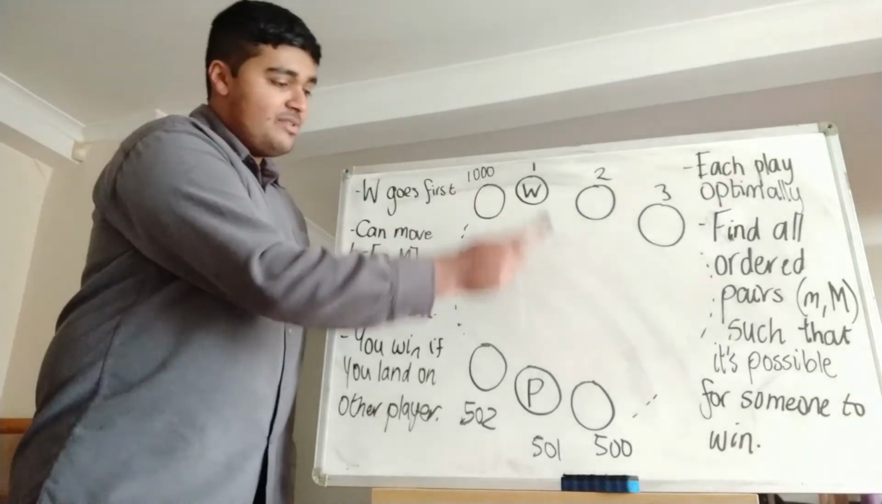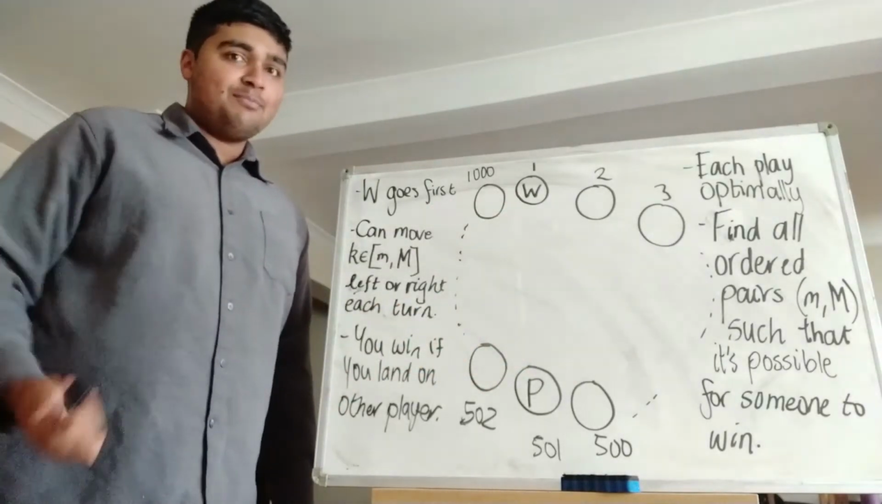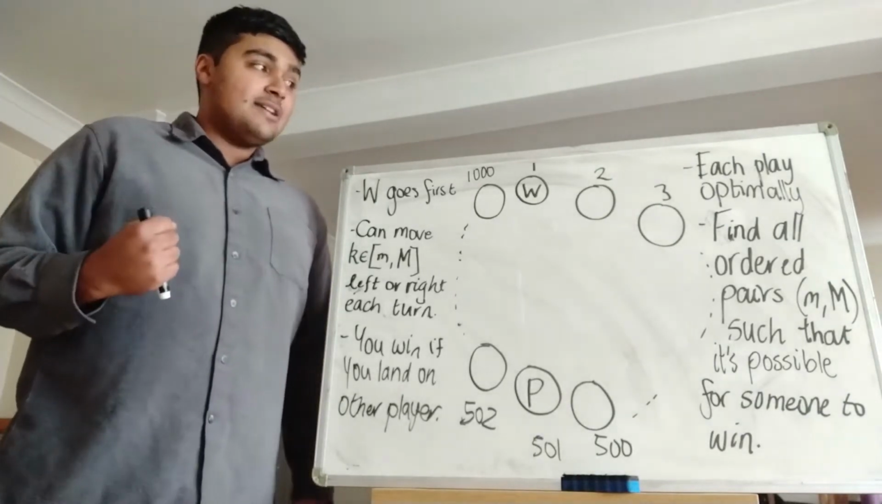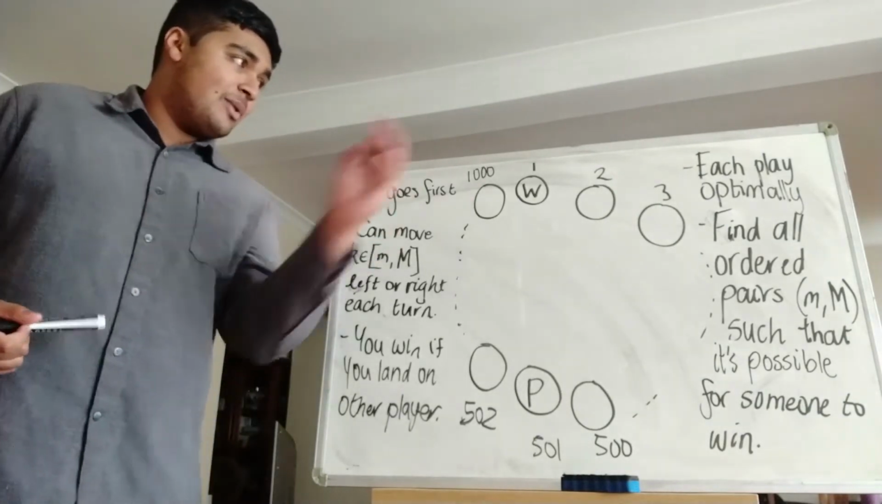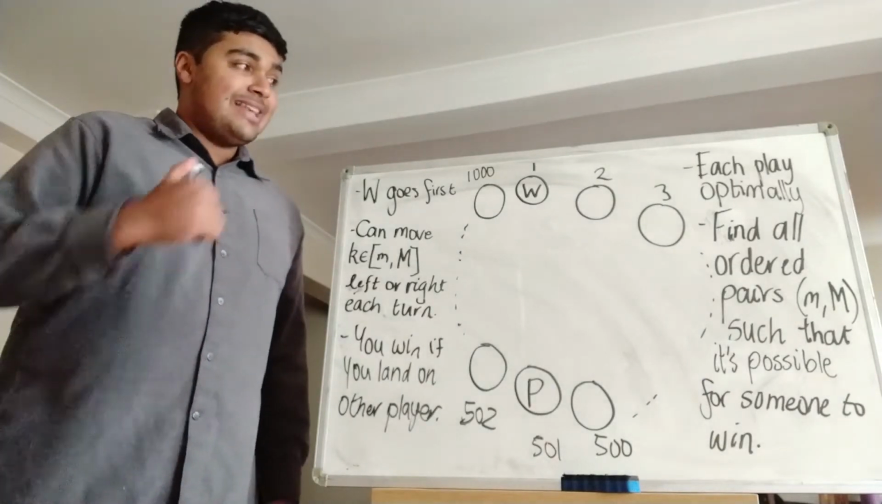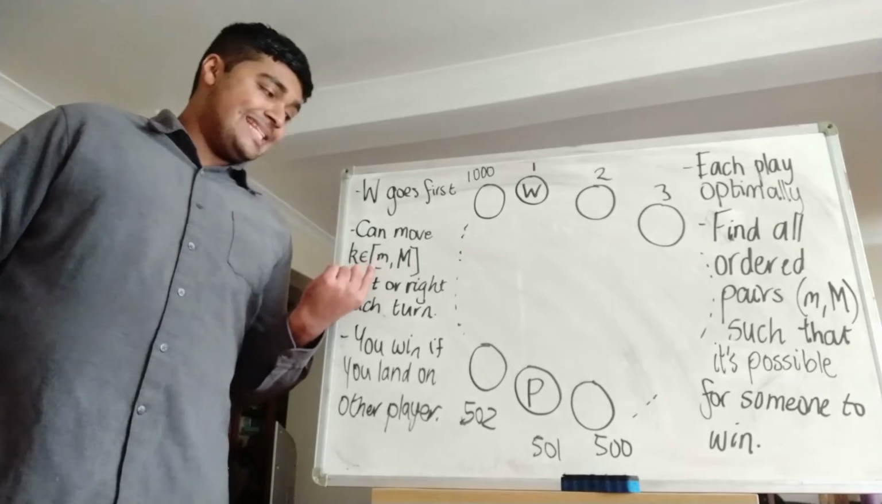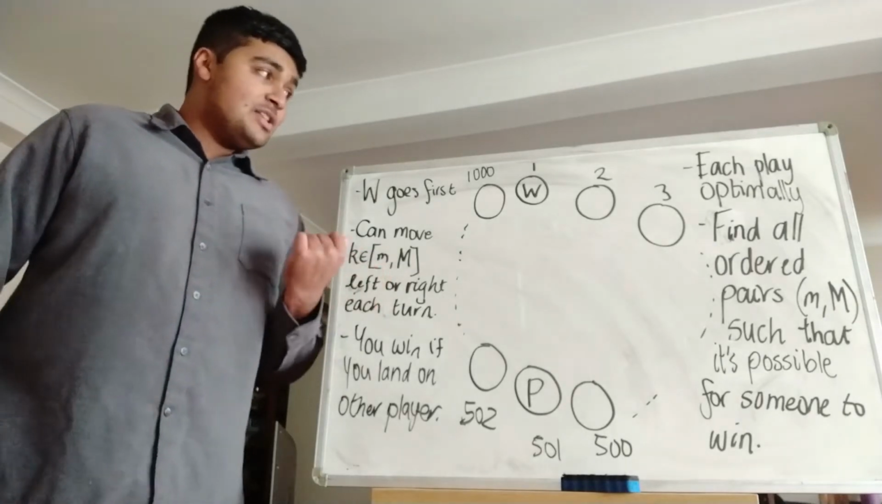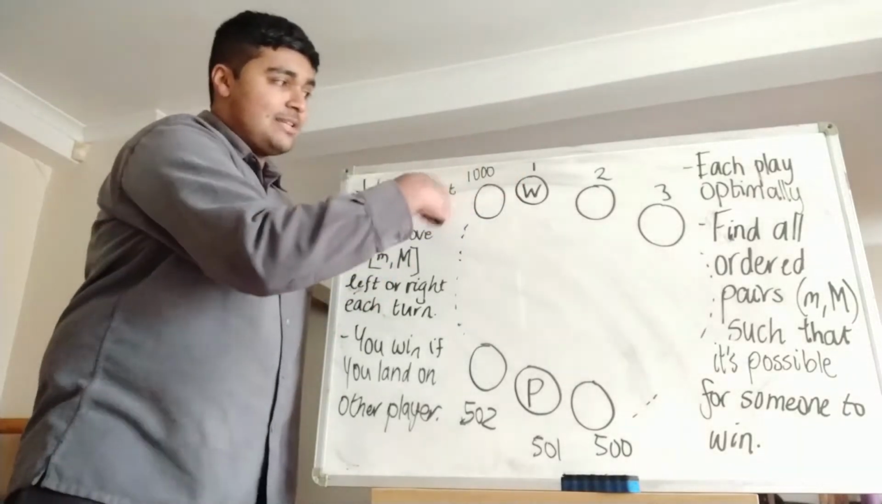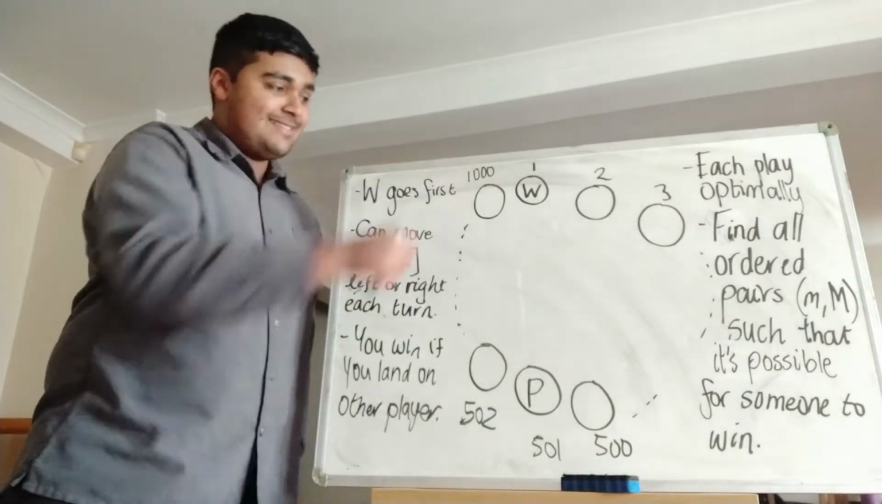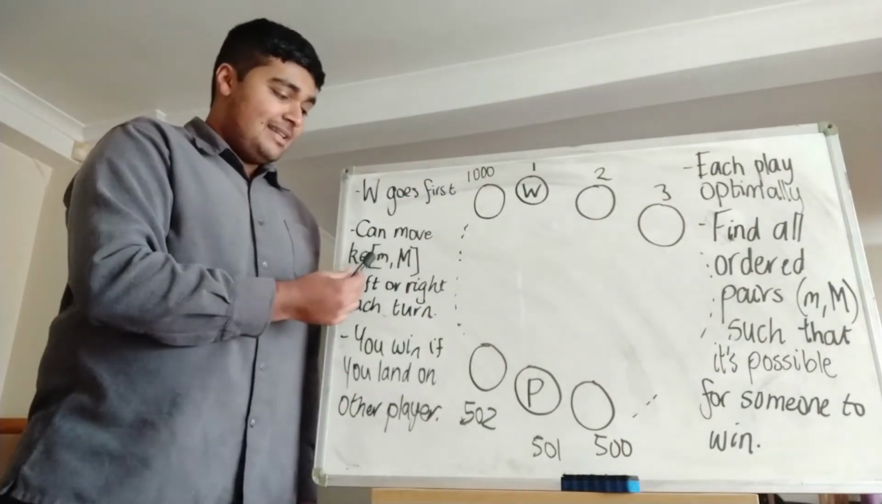So if Wenjie makes a move and lands on Paul, then Wenjie will win, and if Paul makes a move and lands on Wenjie, then Paul will win. Wenjie goes first, and here are the rules of how Wenjie can move. He can move either left or right, K moves, where K is some number between little m and big M. So Wenjie is free to choose the direction, anti-clockwise or clockwise, and then he's free to choose the distance he moves. It's an integer between little m and big M.